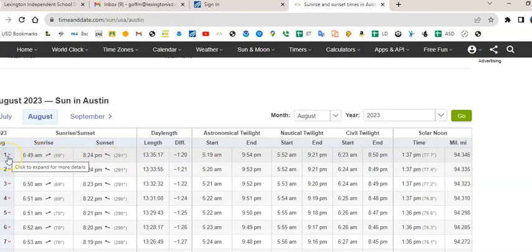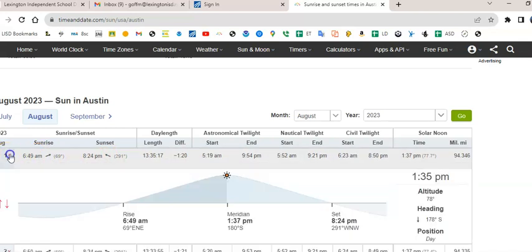So for instance, if I want to know what was going on the 1st of August, the sun rose at 6:49 at this heading, or it was a little bit north of east. It set at this time, and it was a little bit north of west when it set. Your day length was 13 hours and 35 minutes and 17 seconds. It was a little bit shorter by a minute and 20 seconds from the day before. That's what this means.